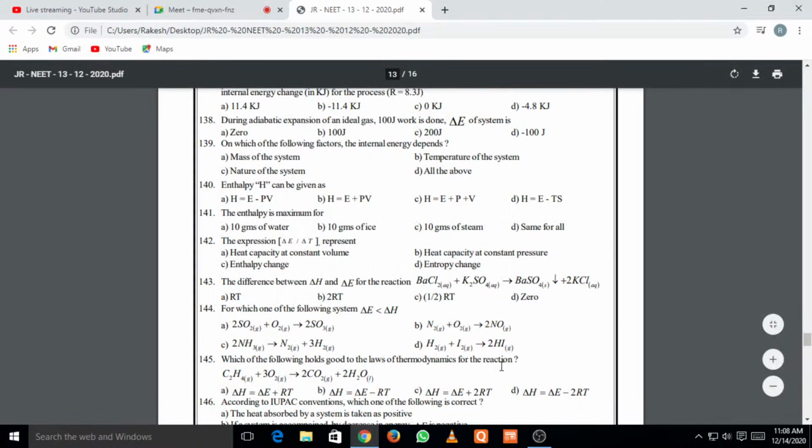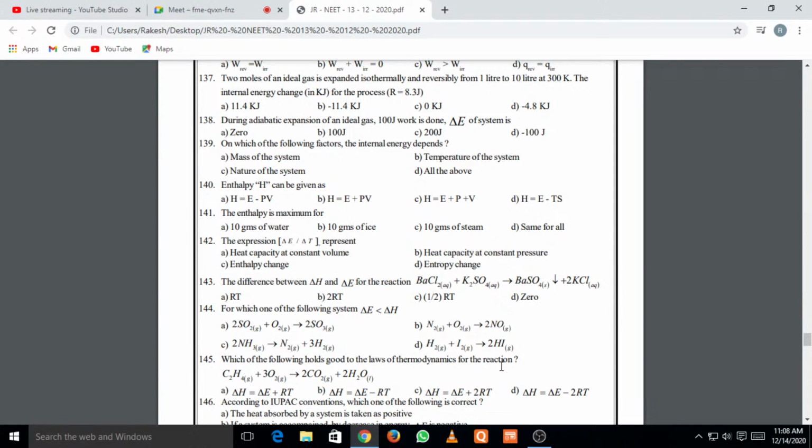During the adiabatic expansion of an ideal gas, 100 joules of work is done. Change in internal energy is equal to Q plus W. For an adiabatic process, Q is equal to 0. Work done by the system is negative, so minus 100 joules. Clear, children? Yes, sir, it's clear.